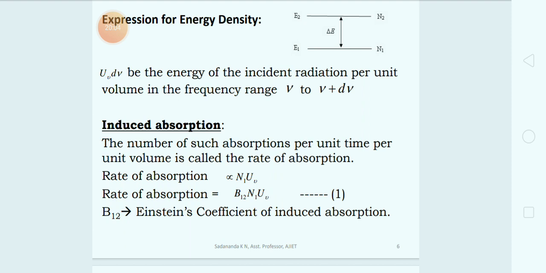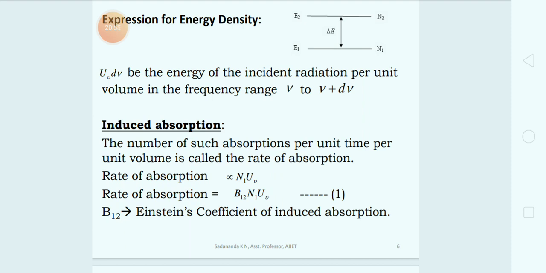Now radiation with a continuous spectrum of frequency may be incident on the system. Let there be a radiation of frequency nu such that nu equal to (E2 minus E1) by h, and let U nu be the energy density of radiation of frequency nu. Then U nu d nu will be the energy density of radiation whose frequency lies in the range of nu and nu plus d nu. So please remember, U nu is the energy density of radiation at frequency nu, whereas U nu d nu is the energy density of radiation in the frequency range of nu and nu plus d nu.